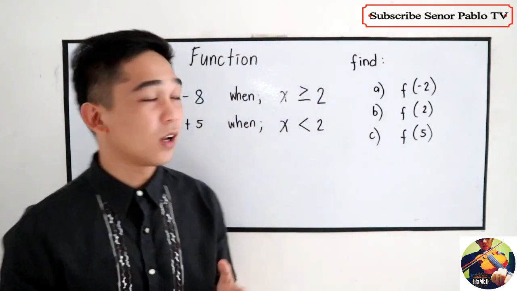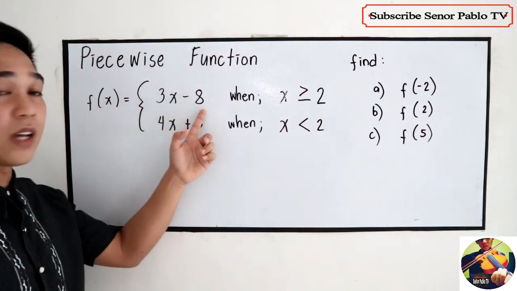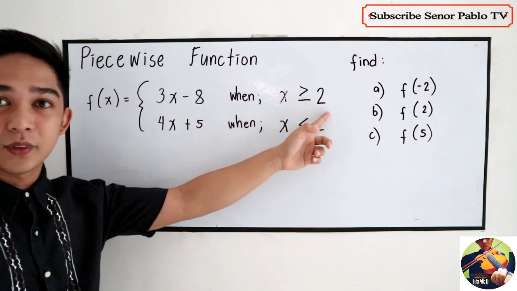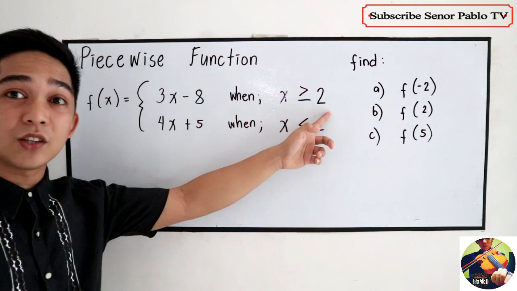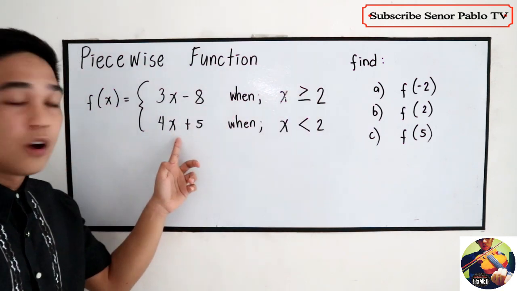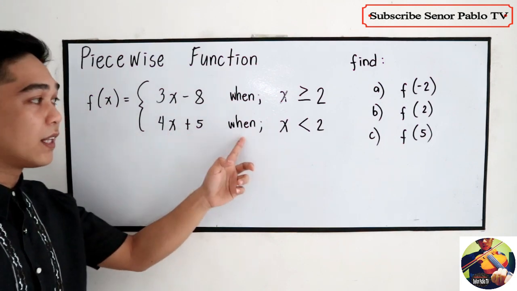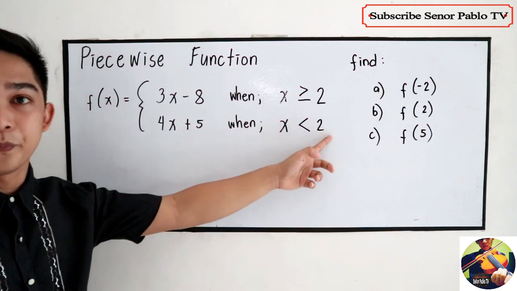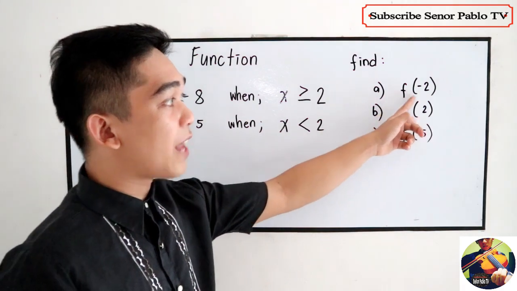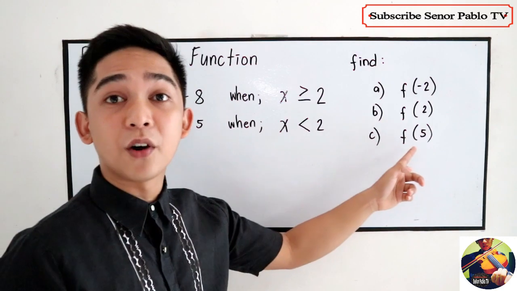Let's say we have example, f of x is equal to 3x minus 8 when x is greater than or equal to 2. Again, sabi natin na piecewise function can be broken up into many parts. So we have another part, f of x is equal to 4x plus 5 when x is less than 2. Find A, f of negative 2, B, f of 2, and C, f of 5.